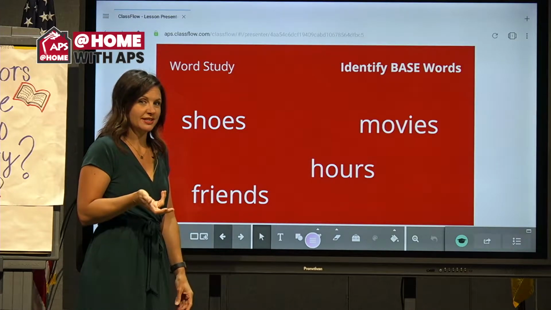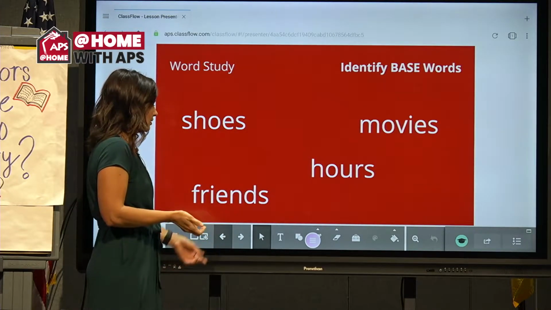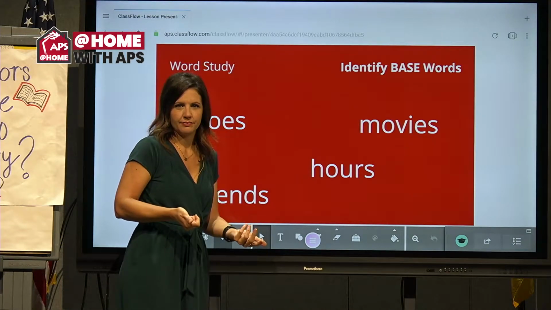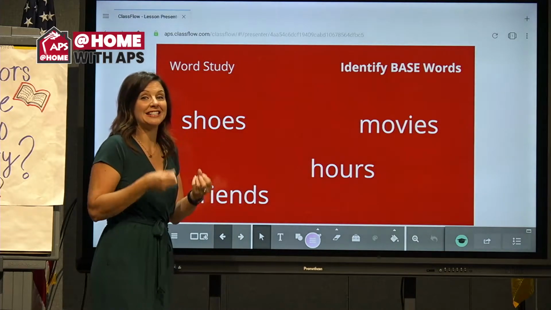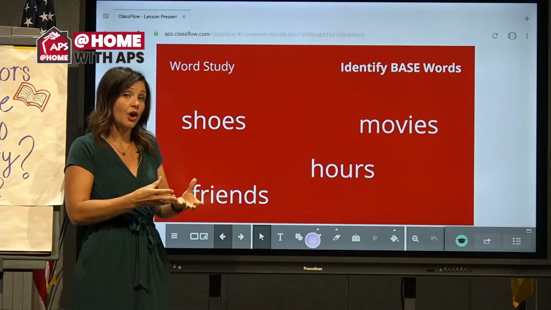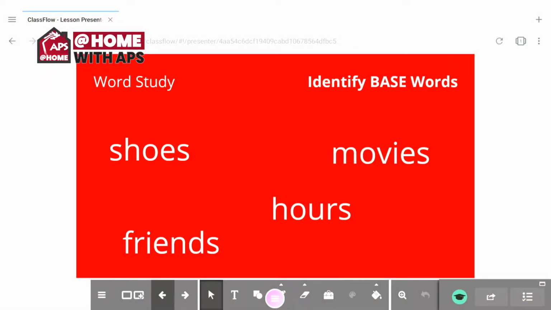Let's look at these words now. Shoes, friends, hours, movies. Our goal is to identify the base words. Those are the words that can stand on their own. They make sense all by themselves. In the word shoes, I know what shoes are. So where is the base word? Friends, hours, movies. Maybe you already saw the pattern here.